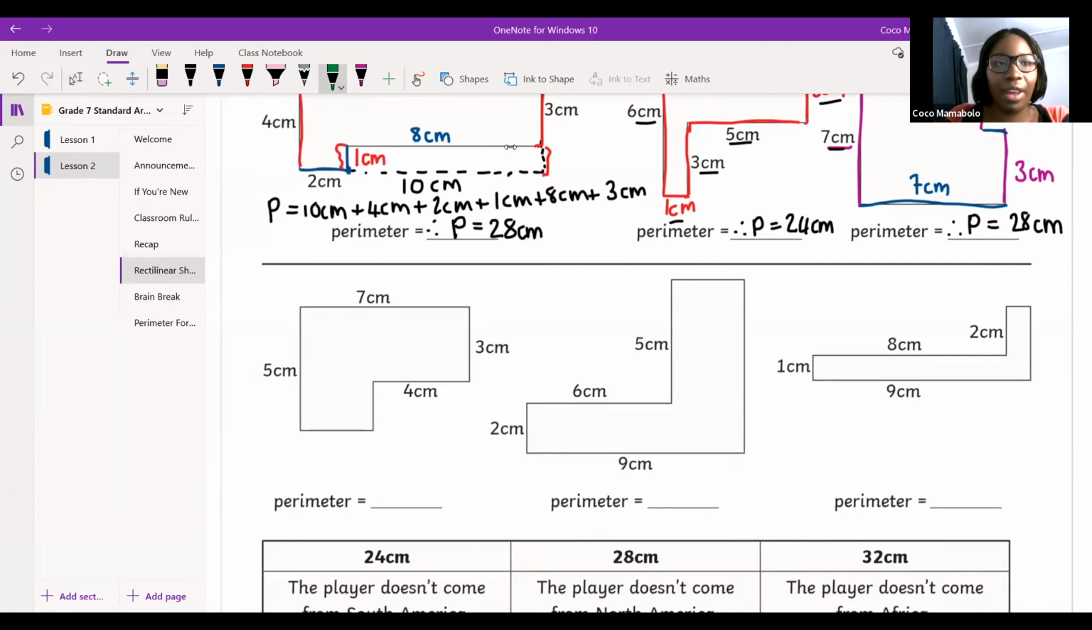Okay, so if I had to draw my entire rectangle, I know that it would go like that. Okay, I know that's how it would look. And if this long side over here is 7 centimeters, that means this side will also be 7 centimeters. And if this long side over here is 5 centimeters, that means the whole of this side will also be 5 centimeters.